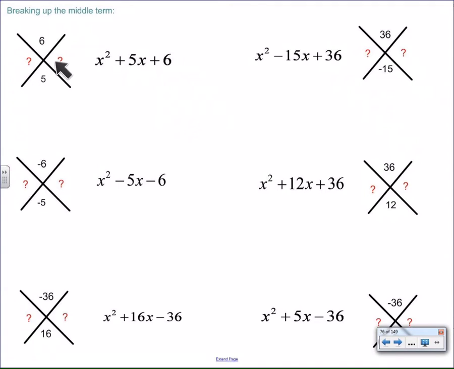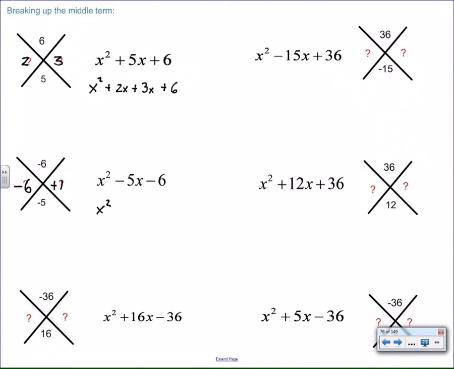2 plus 3 equals 5. 2 times 3 equals 6. Therefore, my 5x is going to be broken up into a 2x and a 3x. Now, what I learned in the previous observations was I'm going to factor the rest of this later. I'm just going to finish that x box.